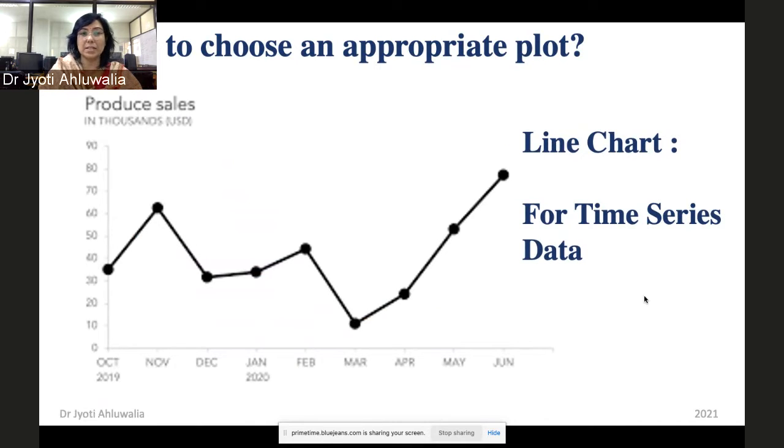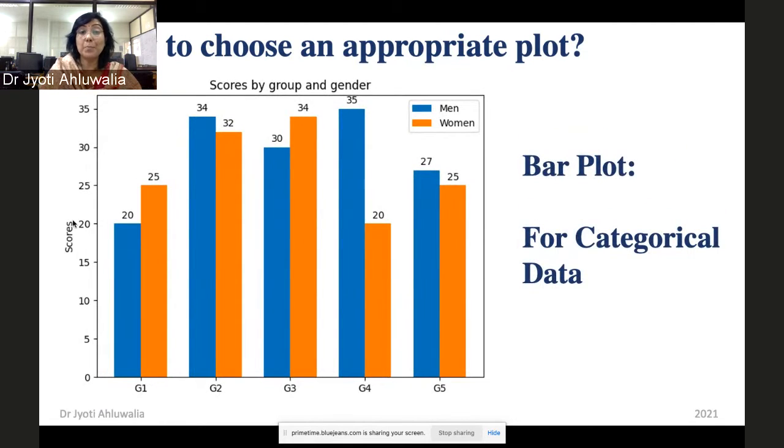Another chart is a line chart. A very, very popular visualization tool, a line chart is used for a time series in which we want to depict time. We take time on the x-axis and the other quantity on the y-axis, for example sales, revenue, or any other number that we want to show which is changing over time. Then we have the bar plot. Bar plots are used for categorical data, when we have categories on the x-axis and their scores or values on the y-axis.